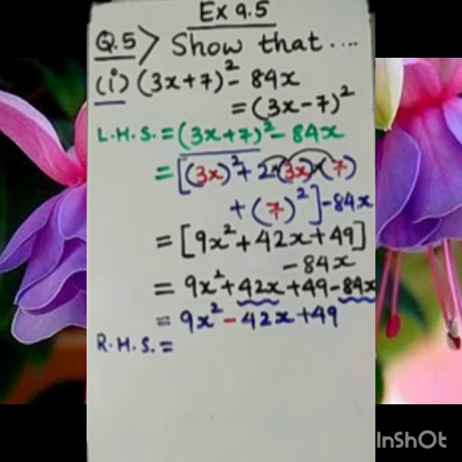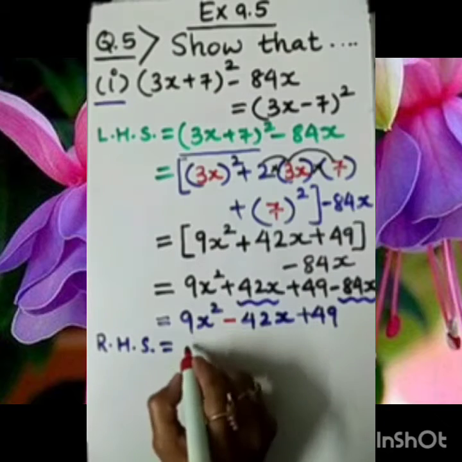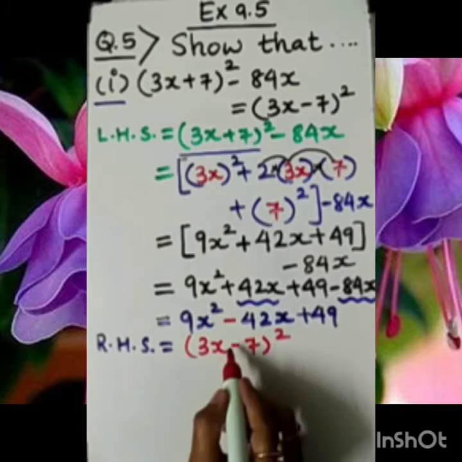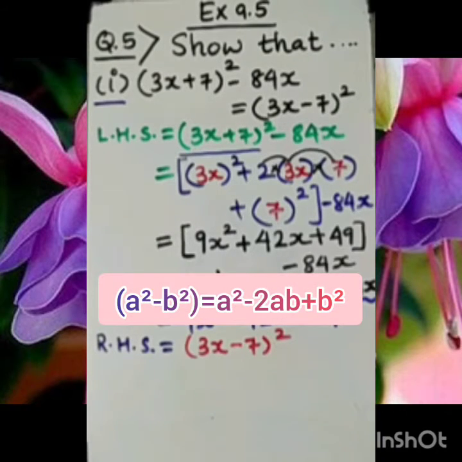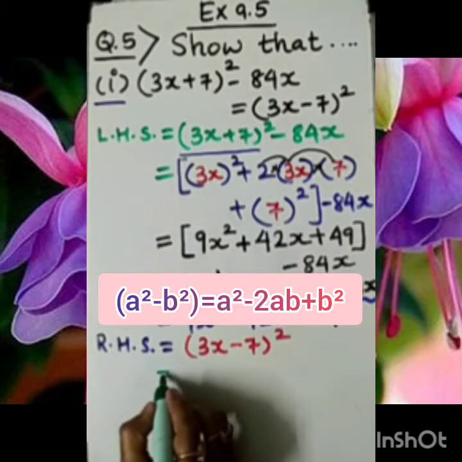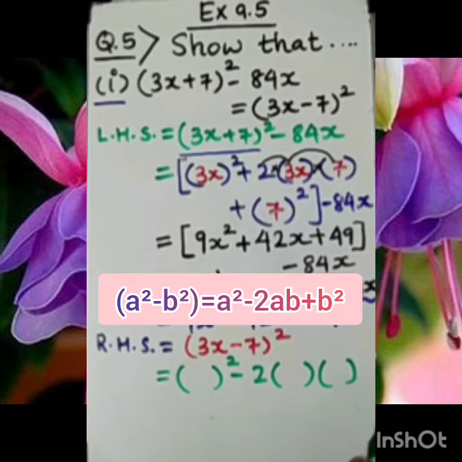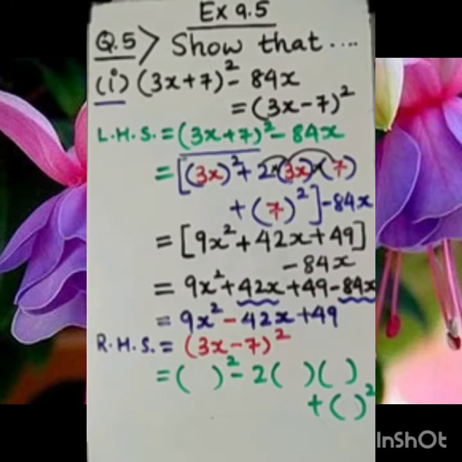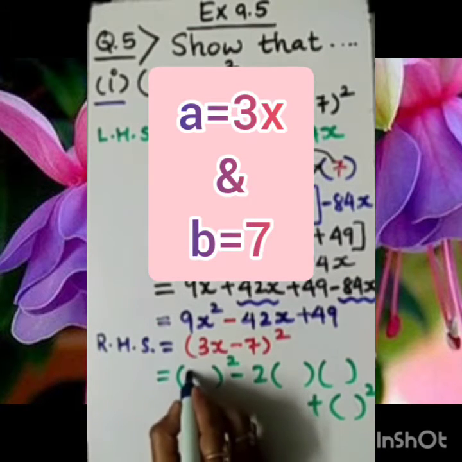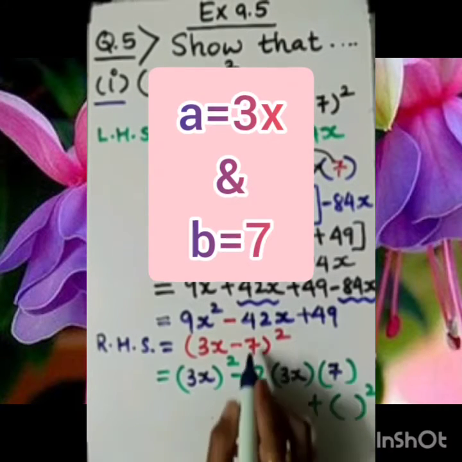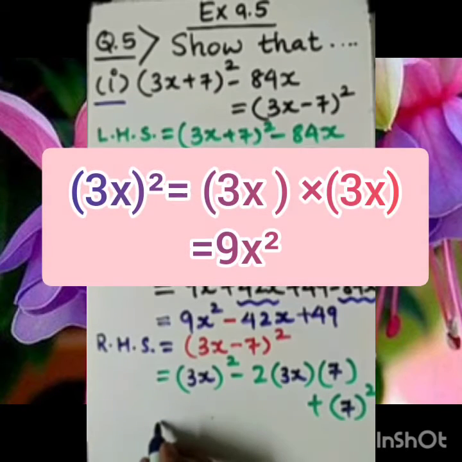What we have here in the RHS, let's note down, that is (3x − 7) whole square. Right? This we are given. So here we can apply the second identity. As we know, the second identity says a square minus 2ab plus b square. Fine. What is a? That is 3x. This is also 3x. What is b? That is 7. Fine. Let's simplify it.